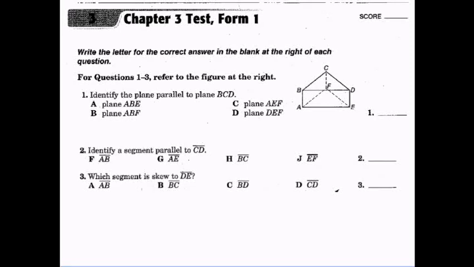Okay, practice test. We're looking at this figure, which is a triangular prism. And we want to say, what is the plane parallel to BCD? That's the top. Parallel to the top would be the bottom. So we have plane A, E, and F. So that answer would be C.